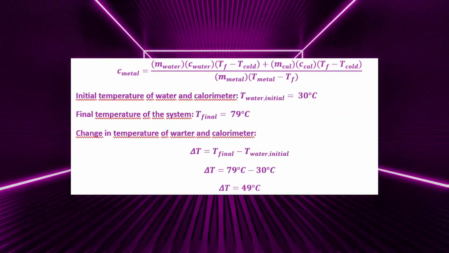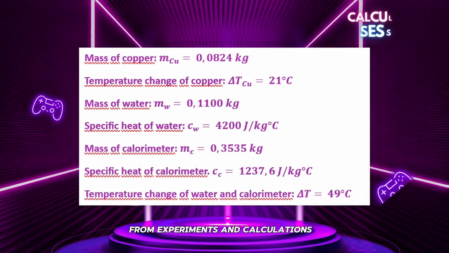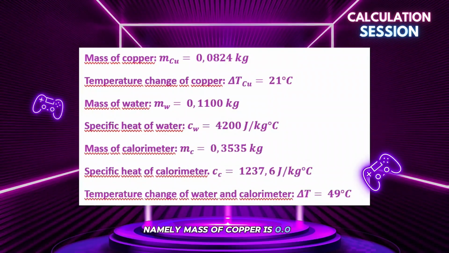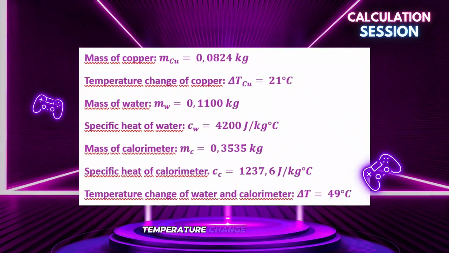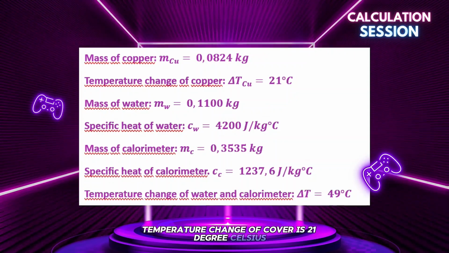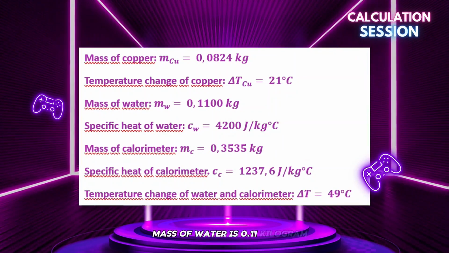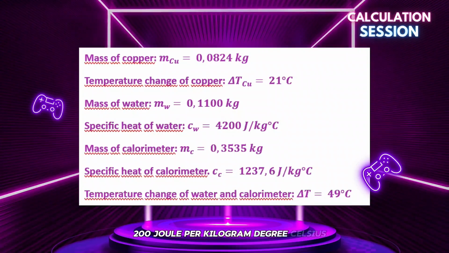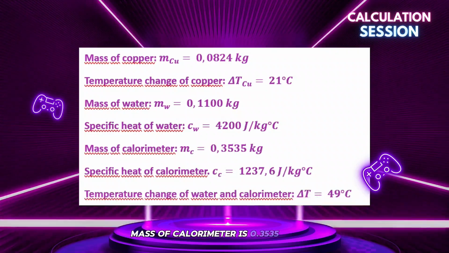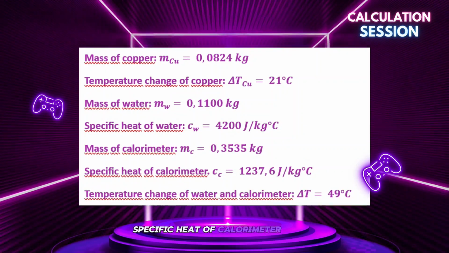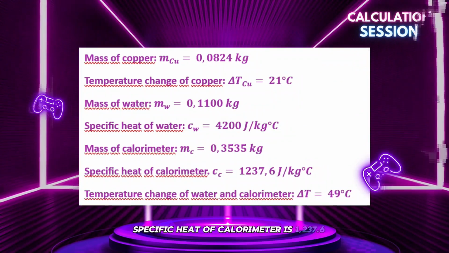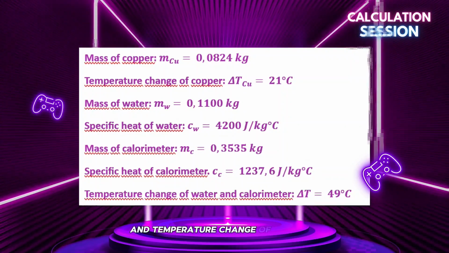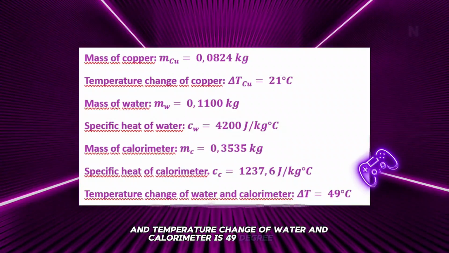From experiments and calculations, we get the following data, namely, mass of copper is 0.0824 kilogram. Temperature change of copper is 21 degrees Celsius. Mass of water is 0.11 kilogram. Specific heat of water is 4200 joule per kilogram degree Celsius. Mass of calorimeter is 0.3535 kilogram. Specific heat of calorimeter is 1237.6 joule per kilogram degree Celsius. And temperature change of water and calorimeter is 49 degrees Celsius.